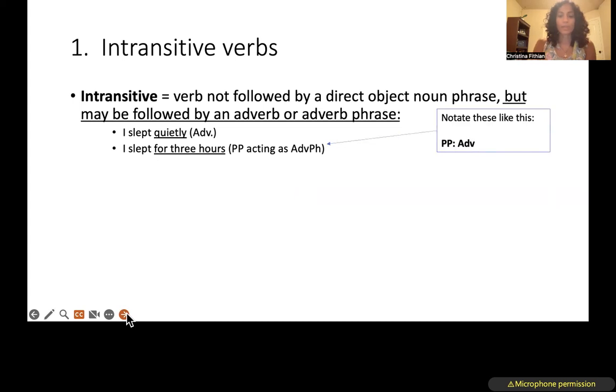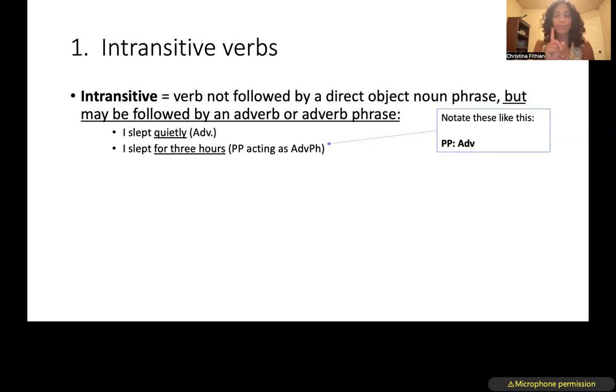So I said intransitive verbs are not followed by a direct object noun phrase. However, there could be other structures after them. Most notably, there could be some sort of adverb or adverb phrase, or some sort of prepositional phrase that functions as an adverb. So for example, I can say, I slept quietly. Now you might look at quietly and say, oh, that looks like a direct object. But once again, you would recognize quietly as being an adverb.